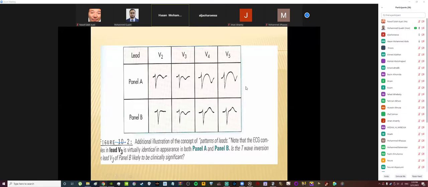Which panel is the infarction? Sorry? Panel A. Why?